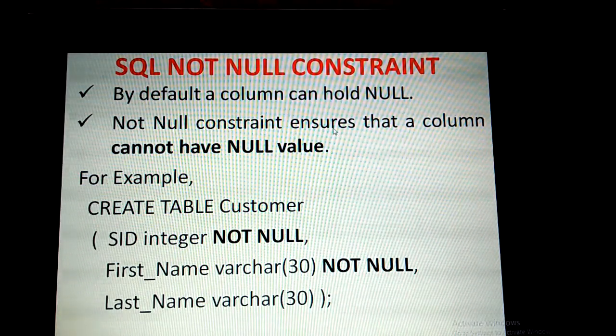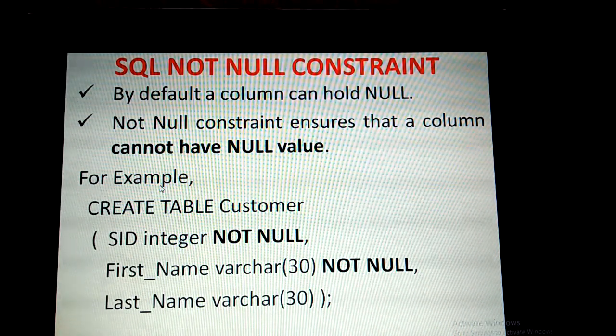Not null constraints ensure that a column cannot have a null value. So it is the opposite of that. A not null constraint means it will not allow the particular column which you assign as not null to be empty; that column should compulsorily have some value. So you need to pass some value to that column. That is the use of this not null constraint.